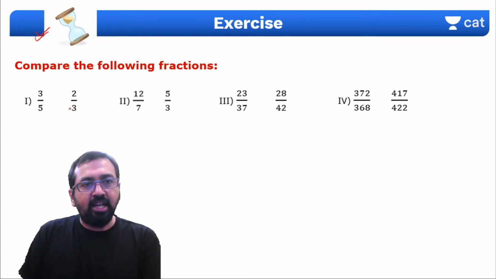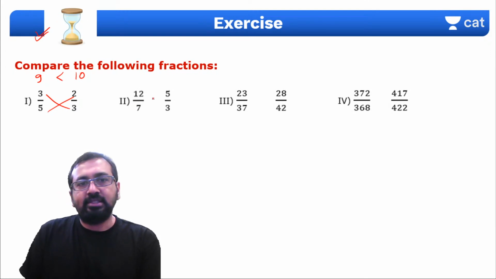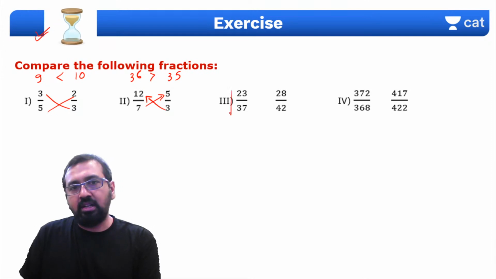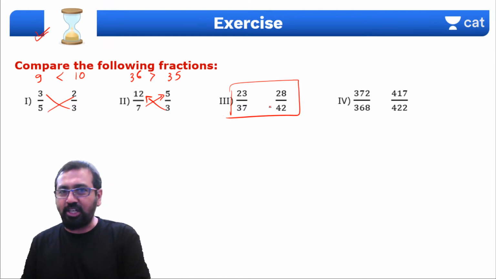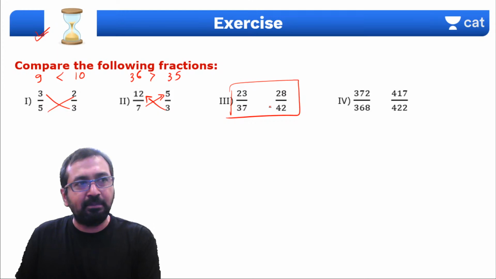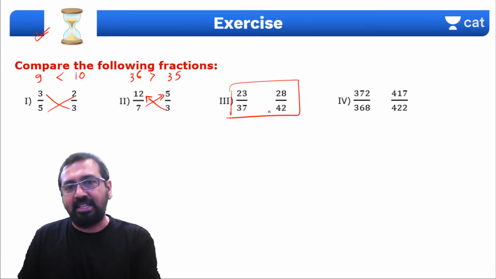In this one, if we cross multiply, very simple: 3 3s are 9, 5 2s are 10. So this fraction is greater. Same way, 12 3s are 36, 5 7s are 35. So definitely this fraction is greater. What about this one? Now this is going to be slightly difficult. How can we multiply 23 with 42, 37 with 28? Are we going to multiply? No. In this one, I'll not suggest you multiply these numbers.